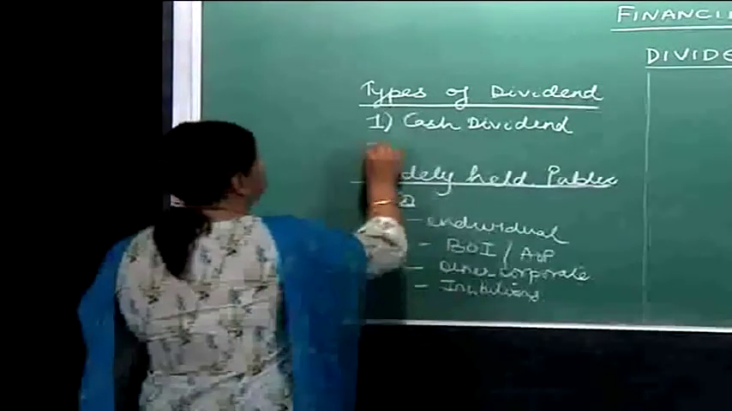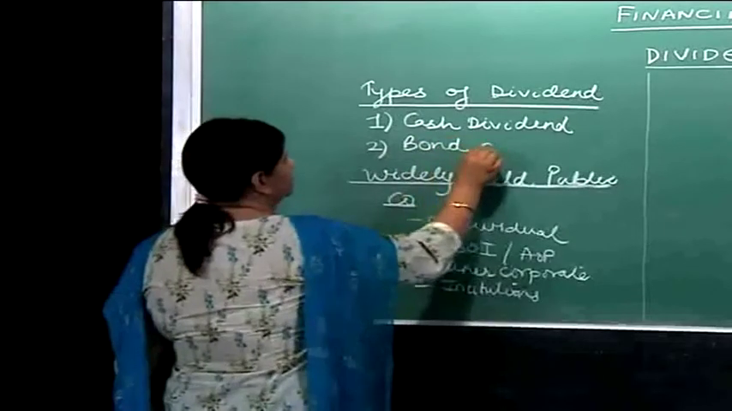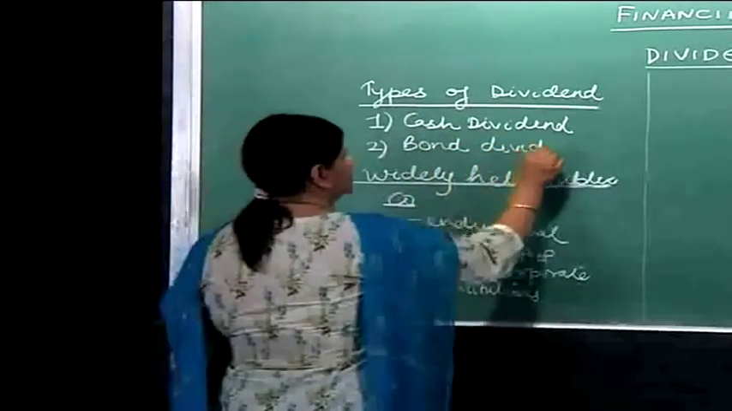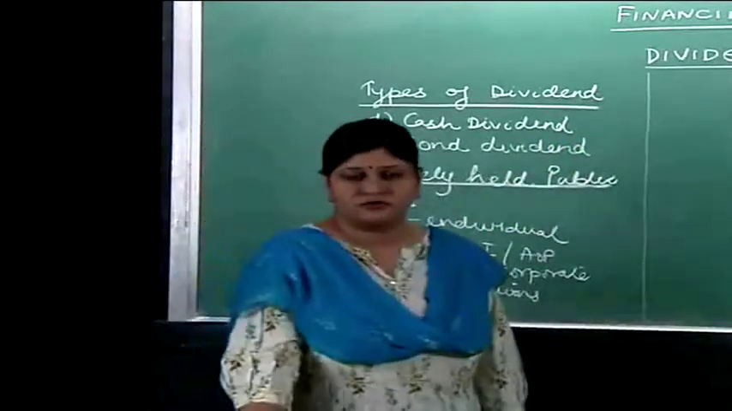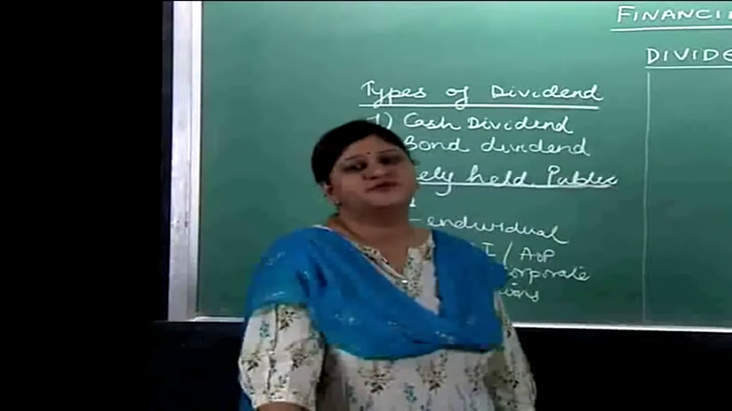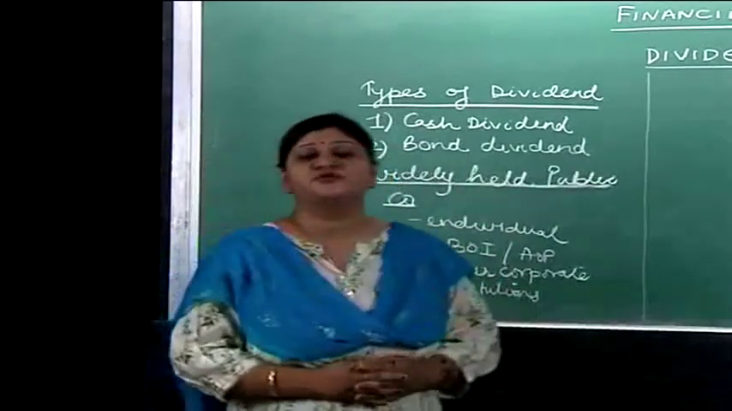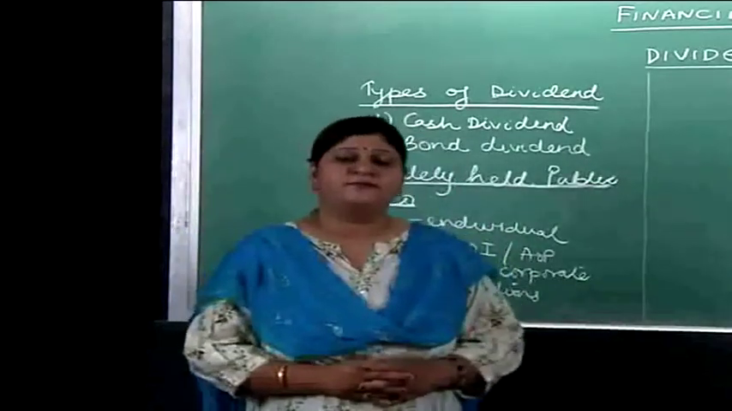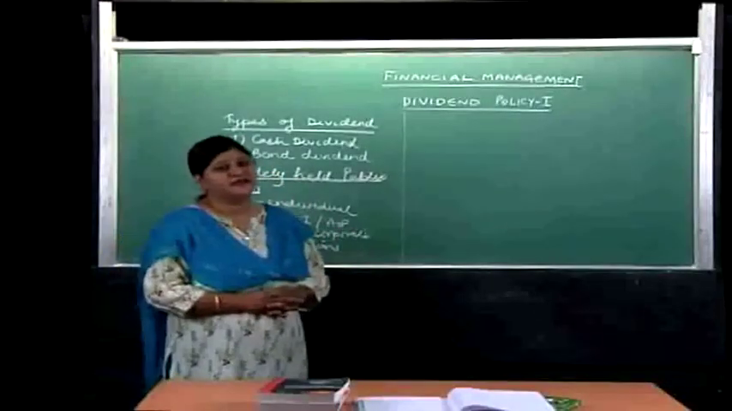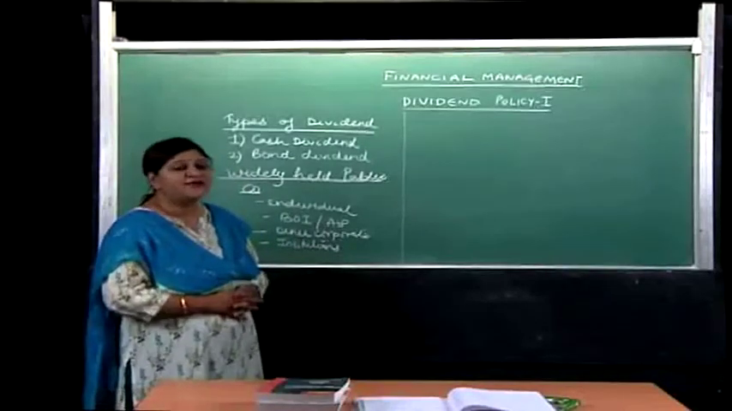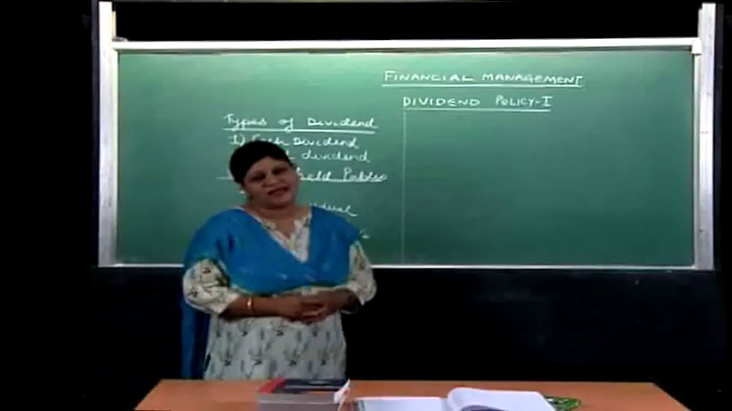Second one is called the bond dividend. When the liquid position of the company is not strong, that means they don't have enough liquid resources with them. In that case, they take the help of bond dividends and issue bonds or debentures for a repayment period of around 5 to 7 years. So they get the good amount of liquidity in the hands by paying the bond dividends. At one hand, the shareholders are also satisfied, and then they can utilize their liquid resources adequately.